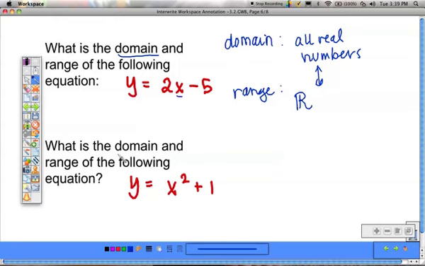How about the next one? What is the domain and range of the following equation? y equals x squared plus 1. Well, again, you can plug in anything for x here, any decimal, fraction, negative number. So the domain, again, is all real numbers.